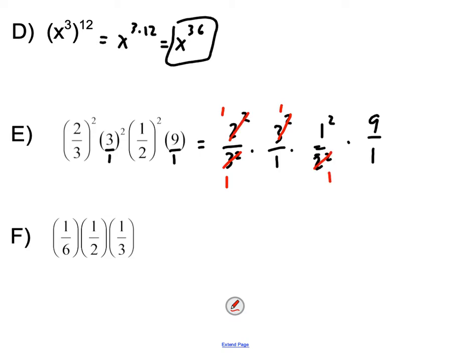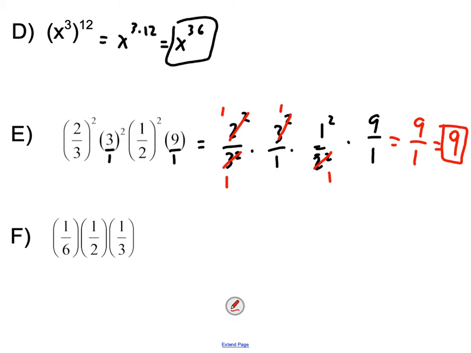So now I can simply multiply my numerators and multiply my denominators. Looking at the top, 1 times 1 is 1, 1 to the second is 1, so that's times 1, times 9 is 9. The denominator, 1 times 1 times 1 times 1 is simply 1, which gives us 9.